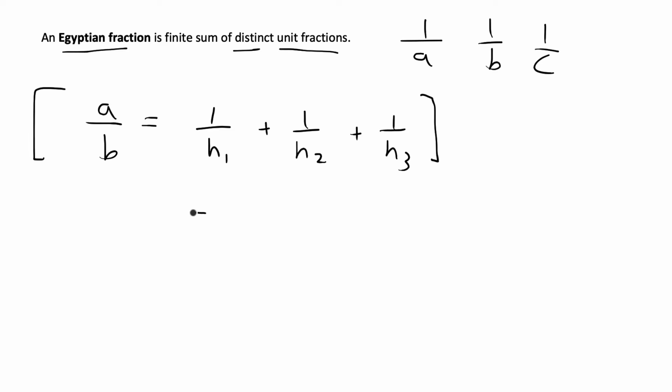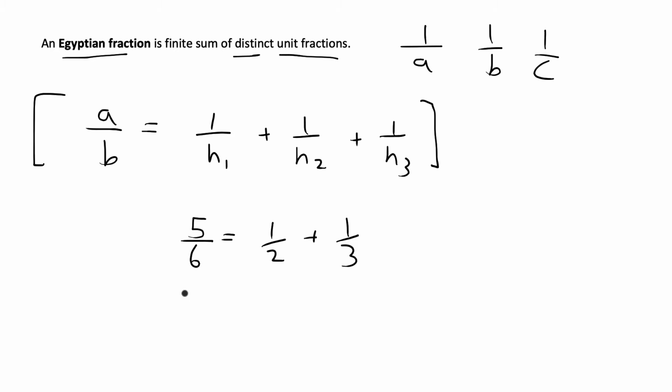As an example, the rational number 5 over 6, if we wanted to write that out as an Egyptian fraction, that would be equivalently 1/2 plus 1/3. So this is an Egyptian fraction because it's a finite sum of two distinct unit fractions. 1/2 is different than 1/3, and they're both unit fractions.